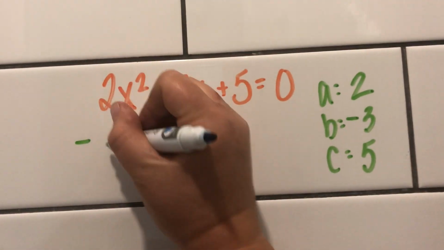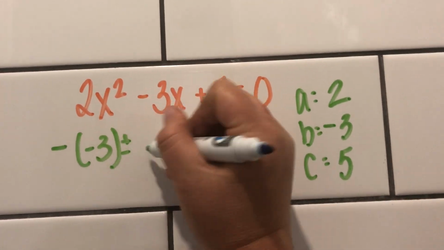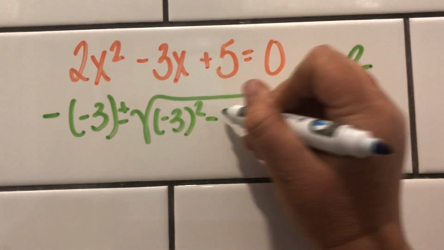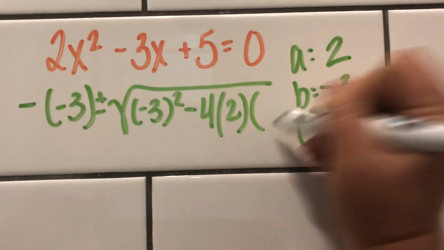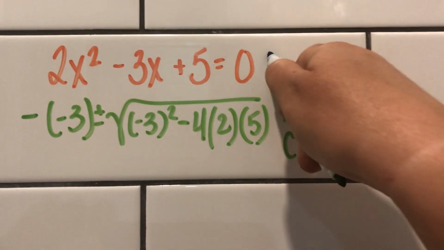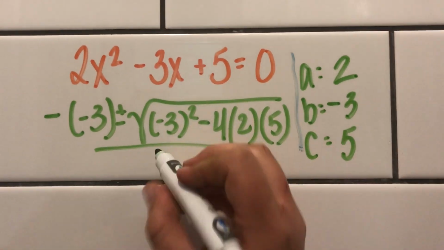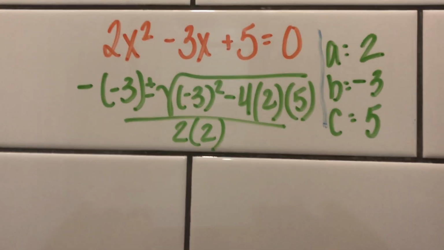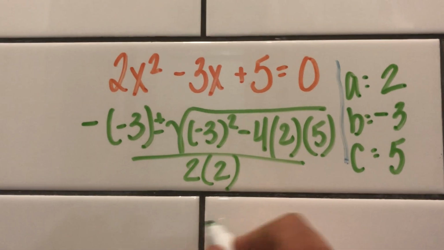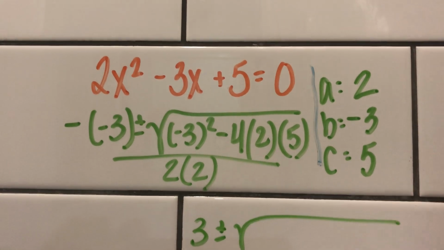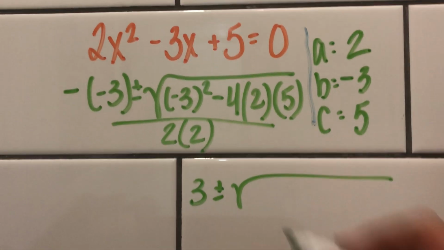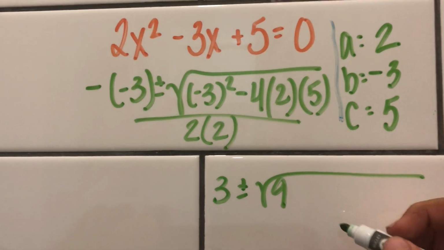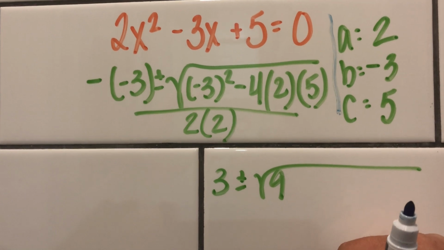So negative b plus or minus the square root of b squared minus 4ac all over 2a. And I like to solve under the square root first. So I have 3 plus or minus. Negative 3 times negative 3 is going to be 9. Negative 4 times 2 is negative 8. Times 5 is negative 40.